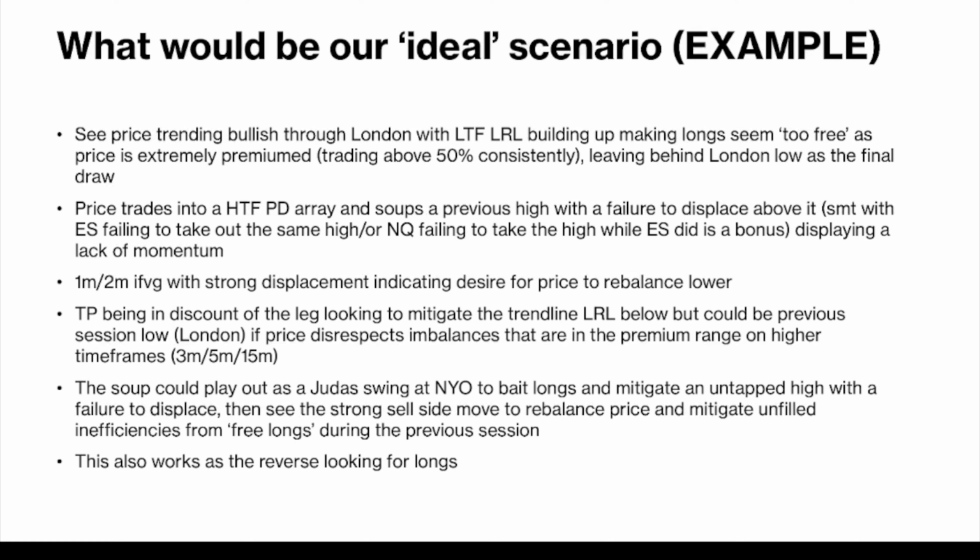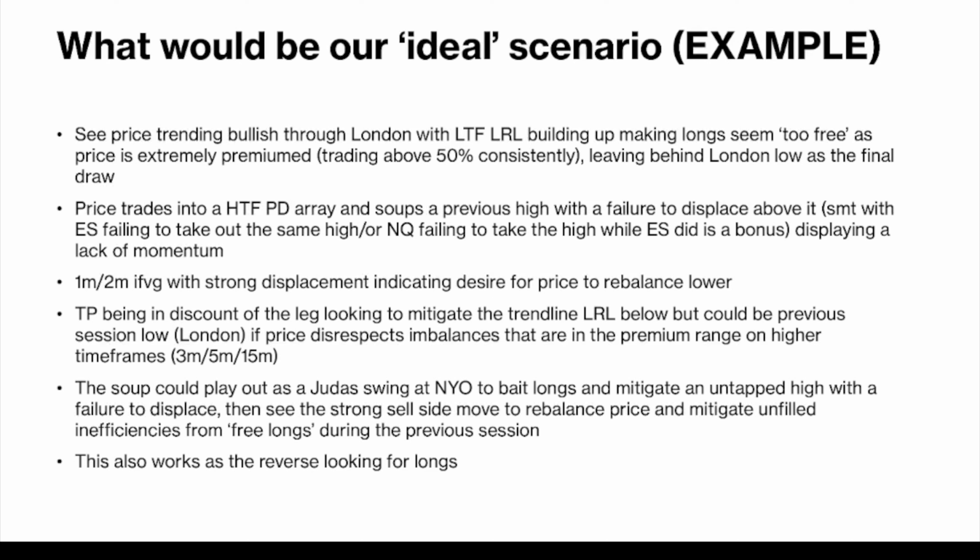We'd like to see price trade into a high time frame PD array and soup a previous high with a failure to displace above it. A bonus is an SMT, with ES failing to take out the same high, or NQ failing to take out the same high that ES did, again displaying a lack of momentum.